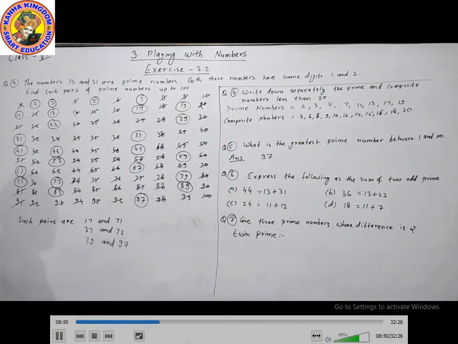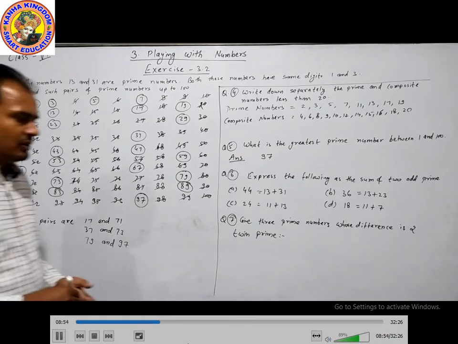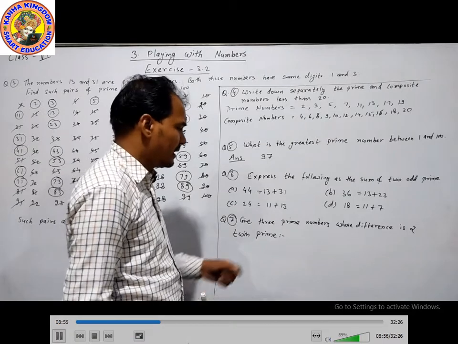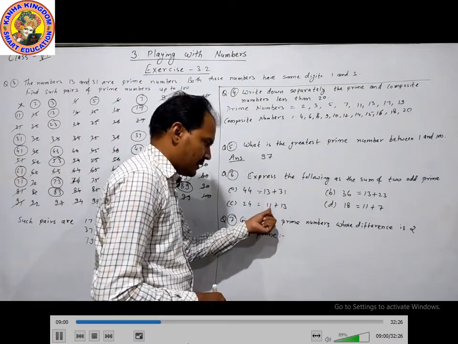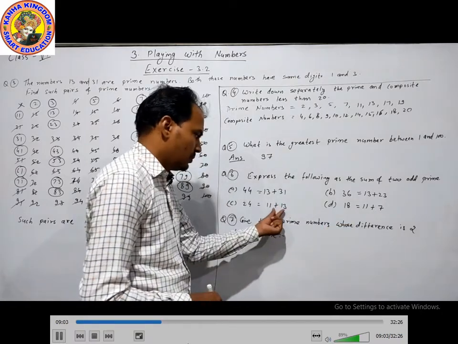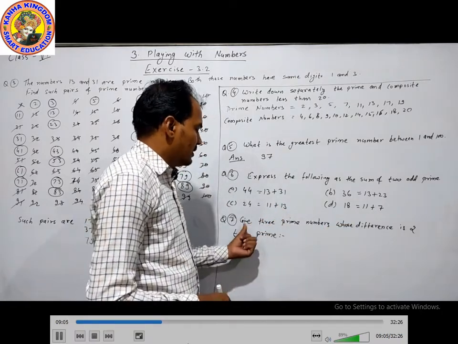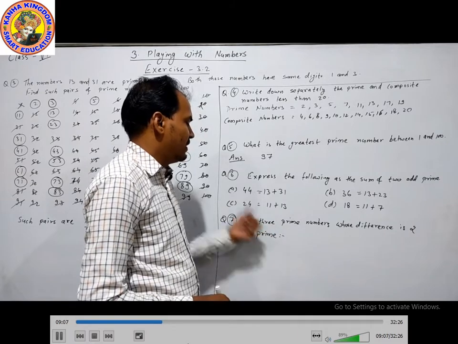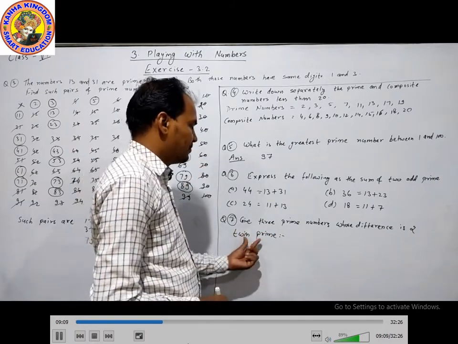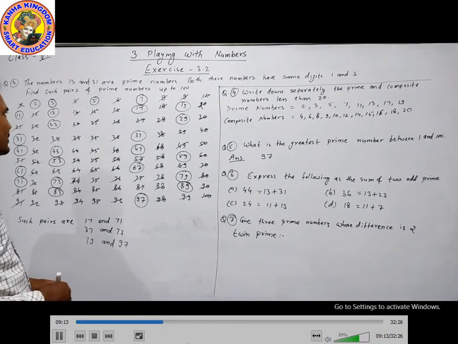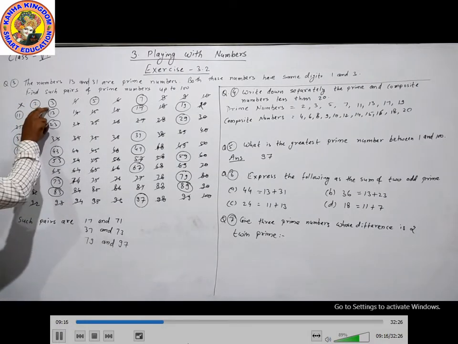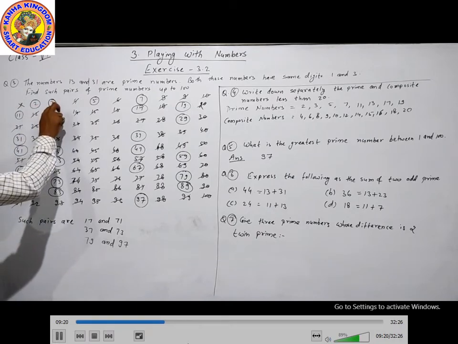Give three prime numbers whose difference is 2. The difference between two prime numbers is 2. 13 minus 11 is 2. So such pairs we will find out from this table. These pairs are called twin prime numbers. 2 and 3 difference is 1, so this is not a twin prime pair.